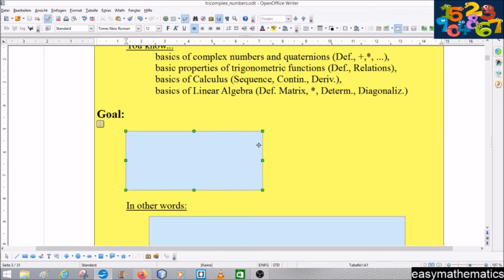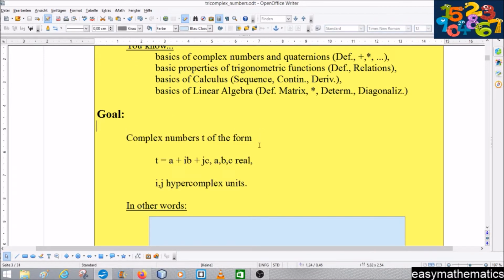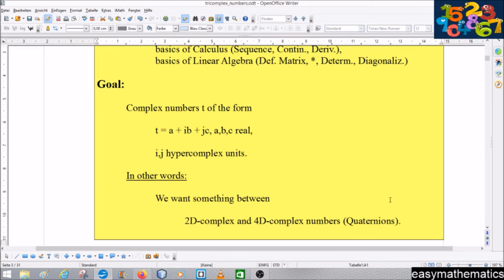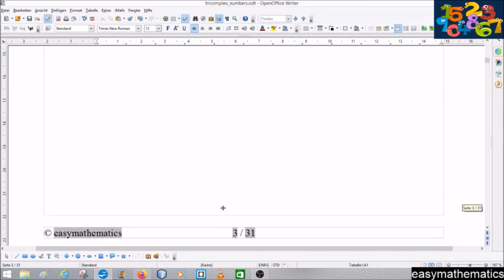And our goal is we want complex numbers t of the form a plus ib plus jc, where a, b, c are real and i and j are hypercomplex units. This is our goal. In other words, we want something between the 2D complex and 4D complex numbers, so 3D complex numbers. Okay, this is our goal.